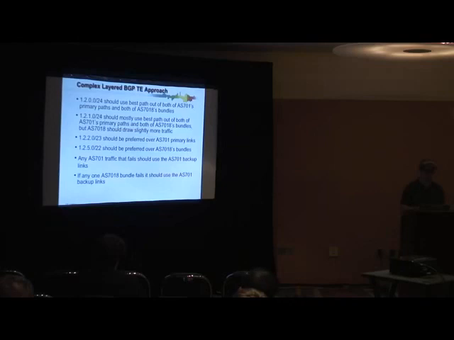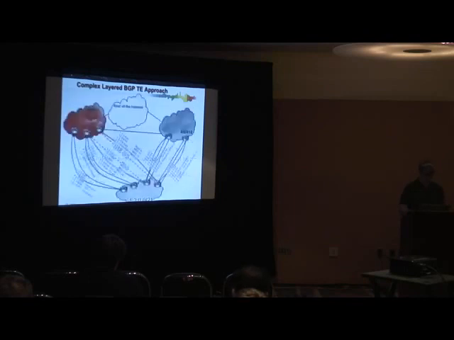You want 1.2.5.0/24 to be preferred over AT&T. And you want, if any of the 701 traffic fails, to use the 701 backup links, and if any of the AT&T bundles fail, to use the 701 backup links. So you can end up with some really crazy routing policy. I'll let you guys study this offline. It's quite interesting.